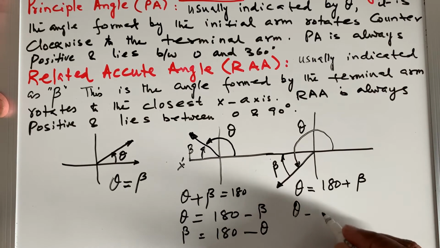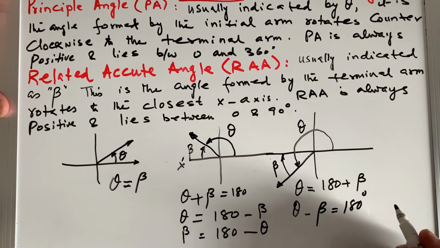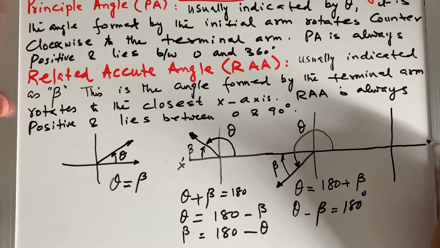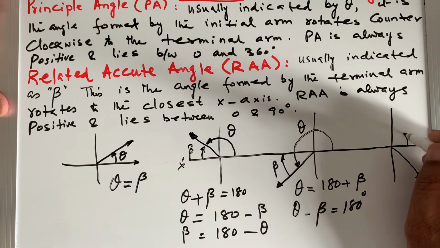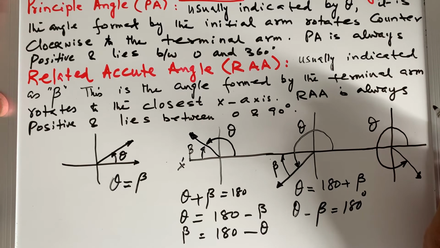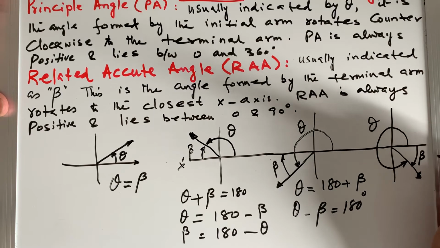Theta minus beta is equal to 180 degrees. These are the relationships which we need to understand. Another way, the fourth way, is where my angle is in the fourth quadrant. This is my theta, from the x-axis going to here, right? What is my beta? My beta is this, as per definition, from the nearest axis to the rotating arm.